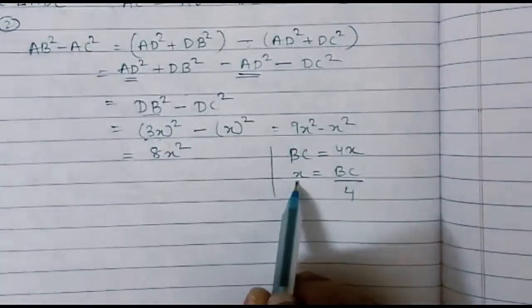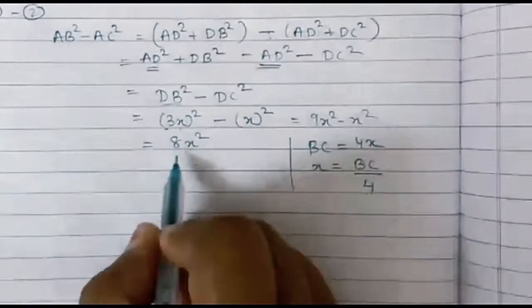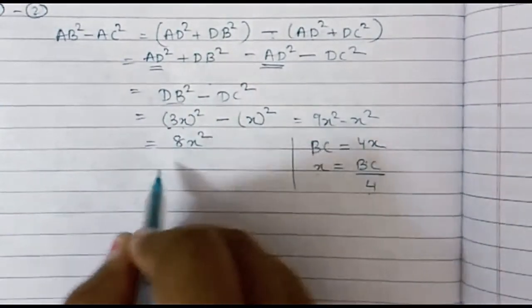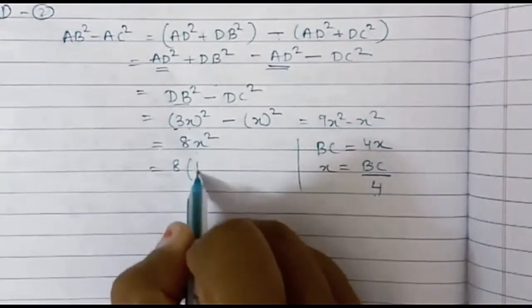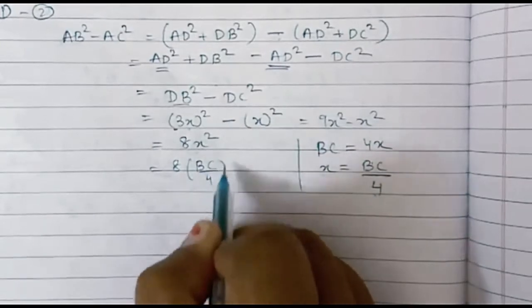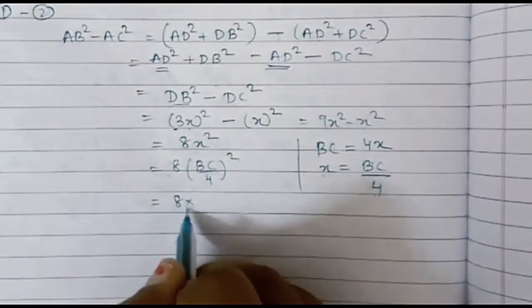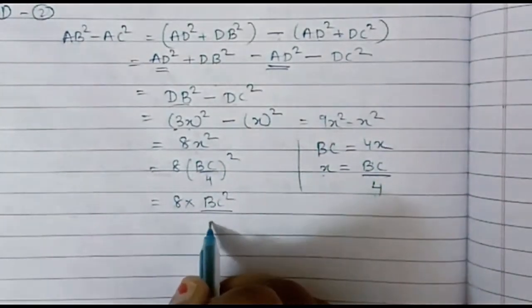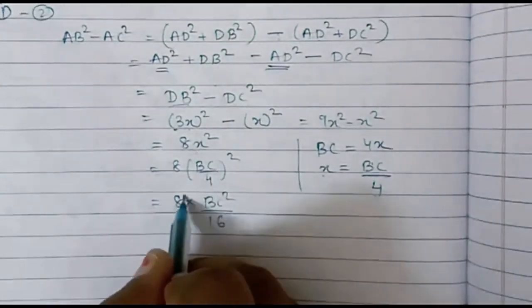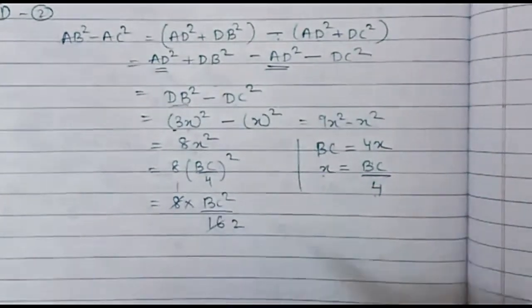This is the value of x in terms of BC. So we will keep this value of x here. So we will be getting 8 into BC upon 4 the whole square, which is 8 into BC square upon 4 square, which will be 16. Now we can cancel this, 8 2s are 16.